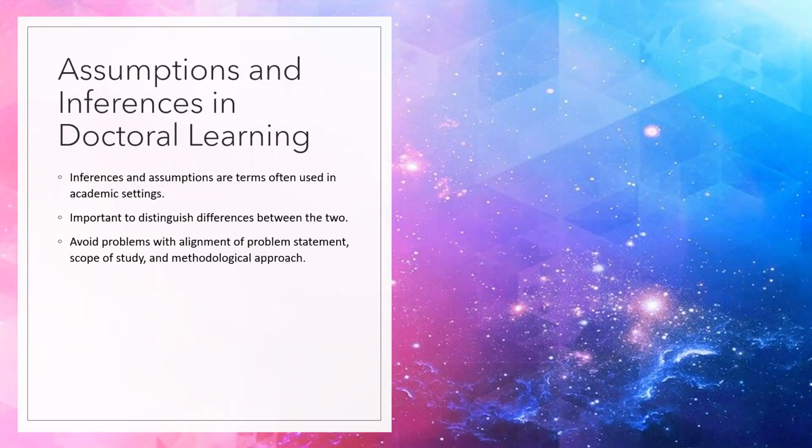Inferences and assumptions are terms often used in academic settings, particularly for guiding doctoral learners as they continue to work on their assignments and approach towards their dissertation. It is important for students to distinguish the differences between the two as they approach their literature review and formulating certain elements of their dissertation. Otherwise, students will continue to struggle in aligning the research, and that will pose problems in the methodological approach towards their research design.